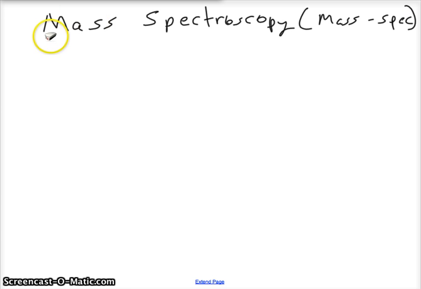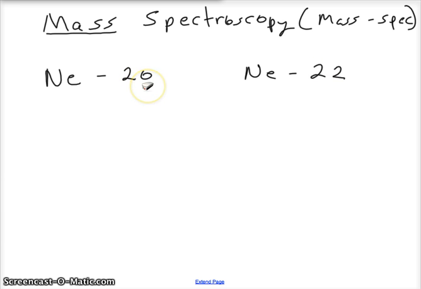Mass spectroscopy is going to allow us to look at materials based on their mass. That's what we're going to be looking at, based on mass. Let's look at neon, for example. We have two isotopes of neon, neon 20 and neon 22. Now they obviously have different masses. Neon 20 has an atomic mass of roughly 20. Neon 22 has an atomic mass of roughly 22 AMUs. And so how do we know that 90% of neon is neon 20 and 10% of neon is neon 22? Well, we figure that out via a mass spectrometer. Let's talk about how that works.